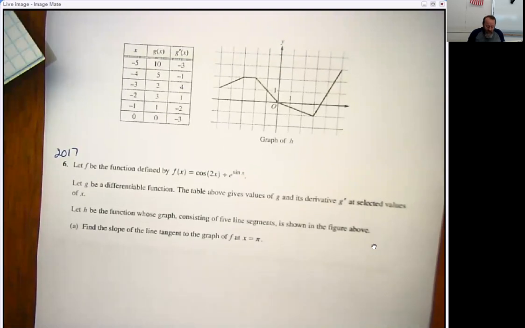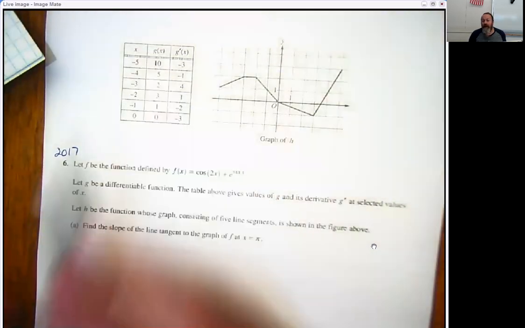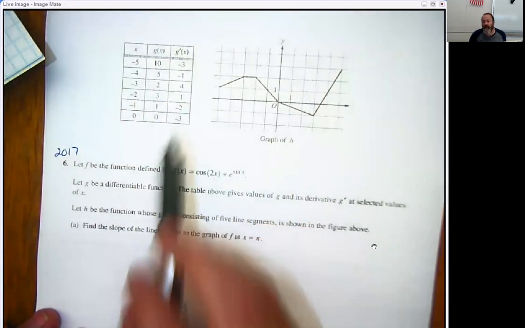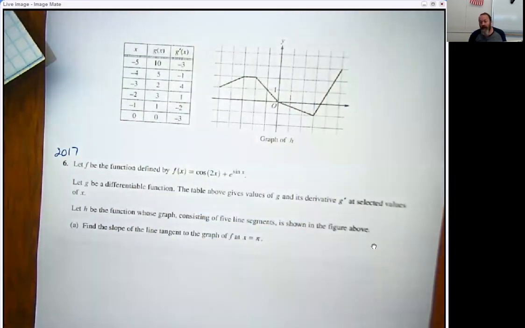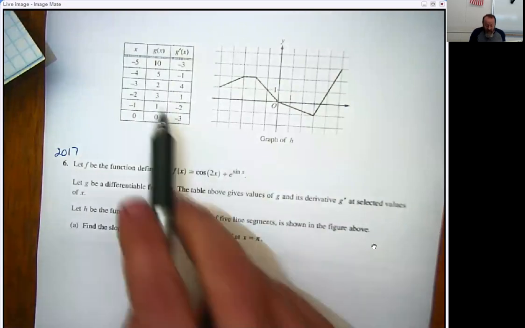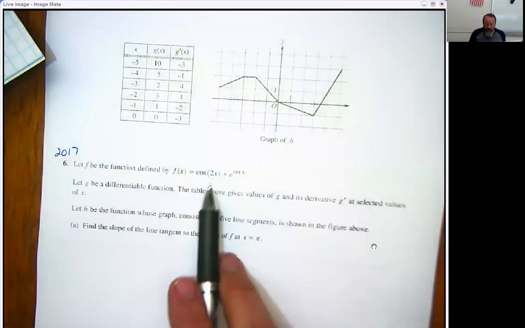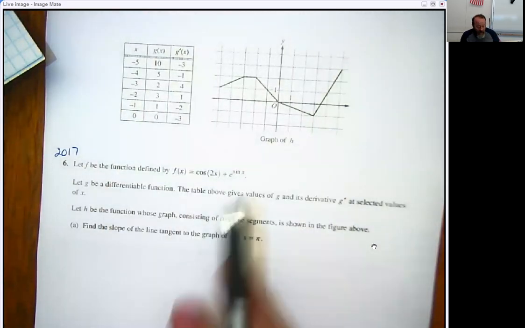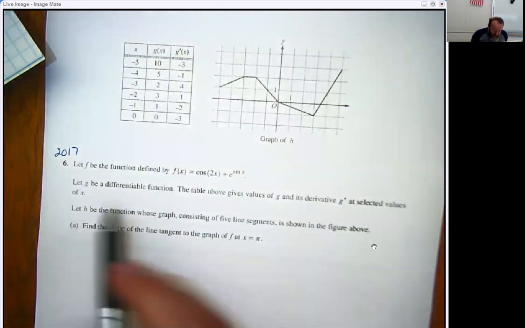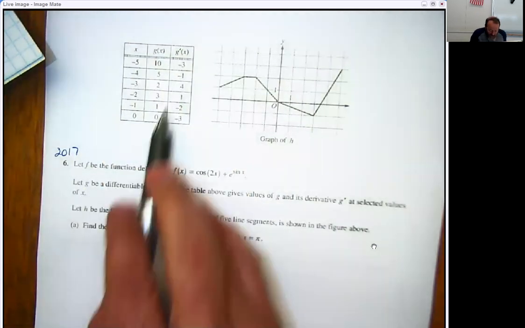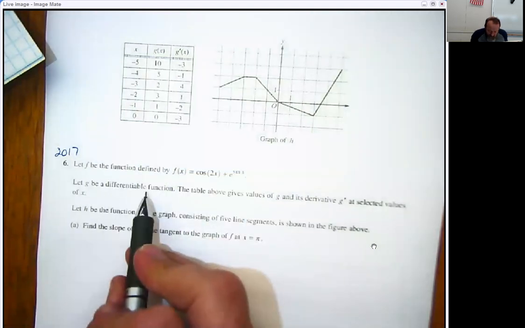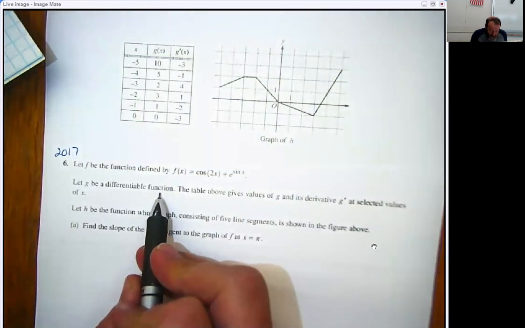So notice that right up here they give us a table that talks about g and g prime, and this is h, so there doesn't really appear to be any connection between these two values. And then we've got a data table, a little graph, and then all of a sudden there's this equation down here. So we've got a g, an h, an f. All this stuff is going on, and it says g, which they didn't really tell us much about other than this data, but they say it's a differentiable function, which also, of course, tells you it's continuous.